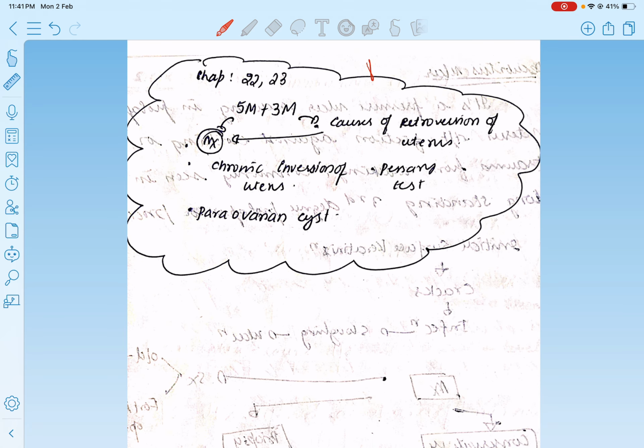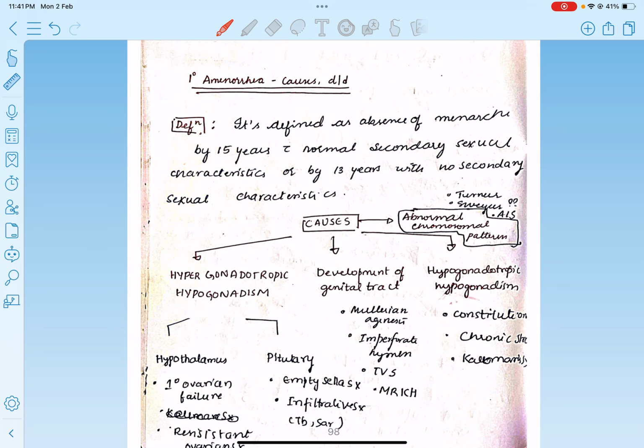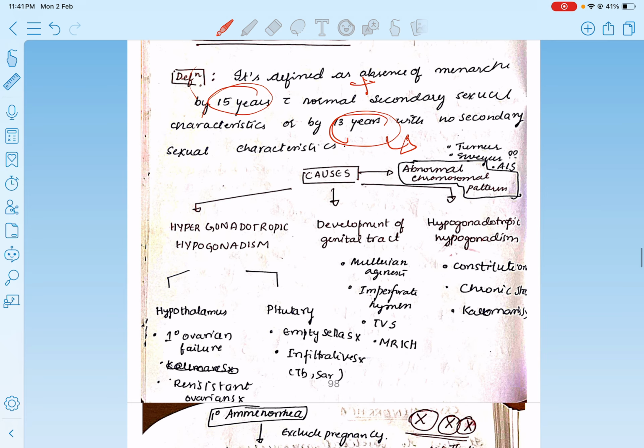Again, this is an RS2 question. I have not even written it because I feel it's not good. Amenorrhea, again numbers are important, 15 and 13. If she has secondary sexual characters and has not attained menarche till 15 years, it's primary. Then no secondary sexual characters till 13 years and no menarche, again it's primary. Okay, these are the causes. I don't think I need to explain.